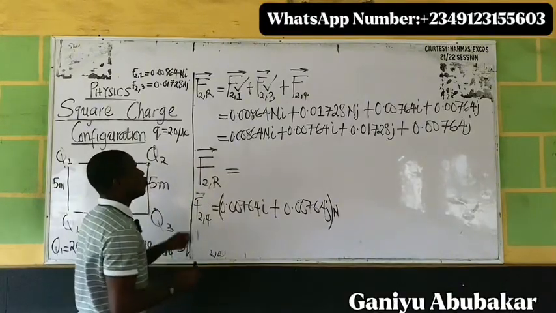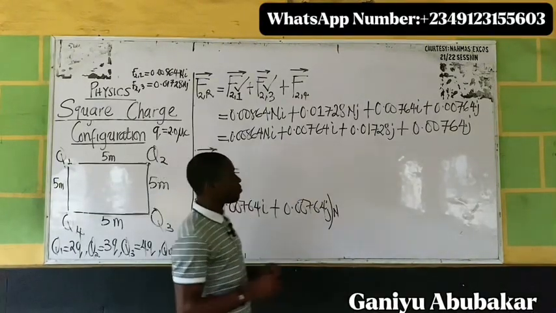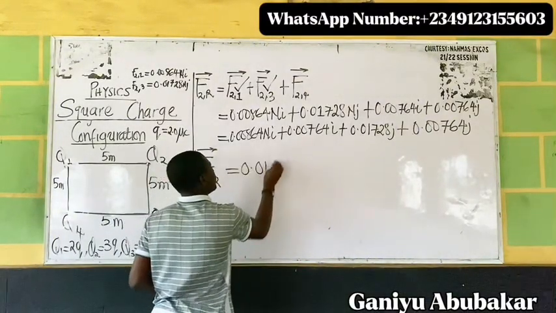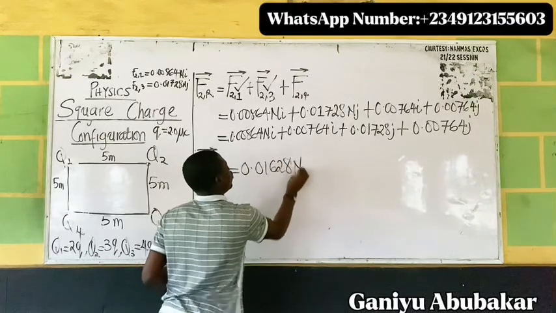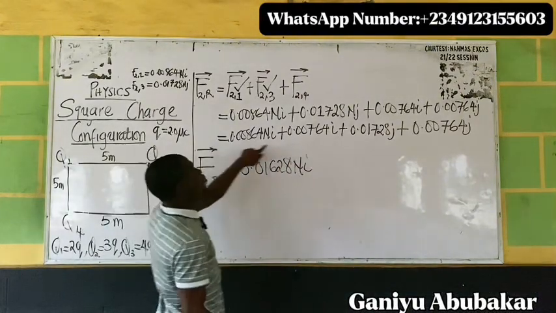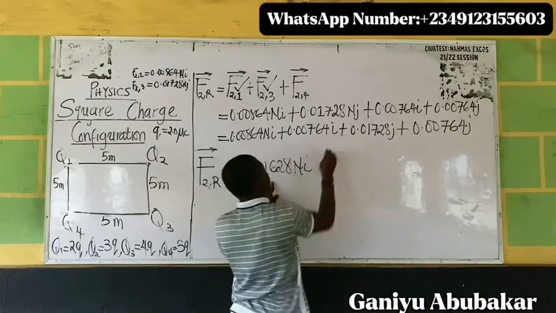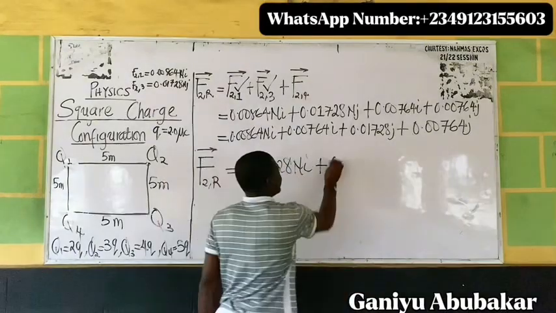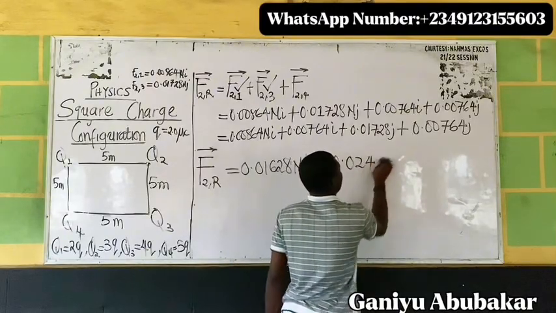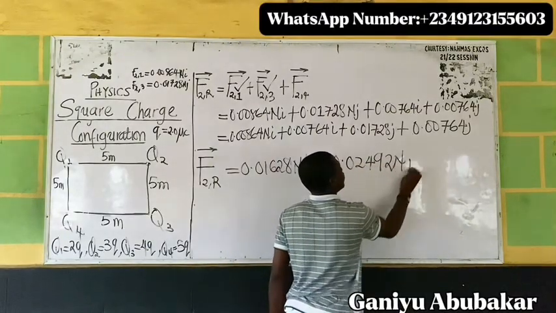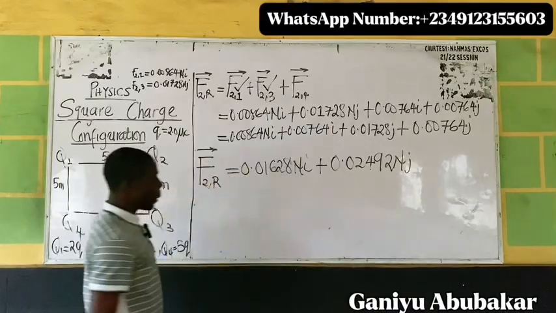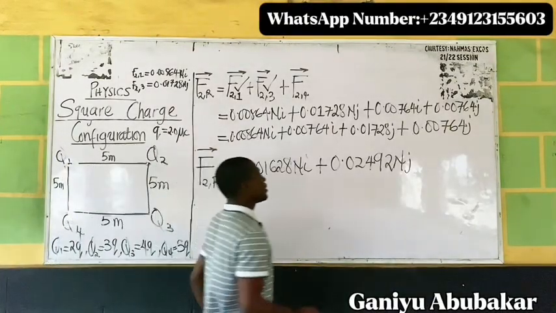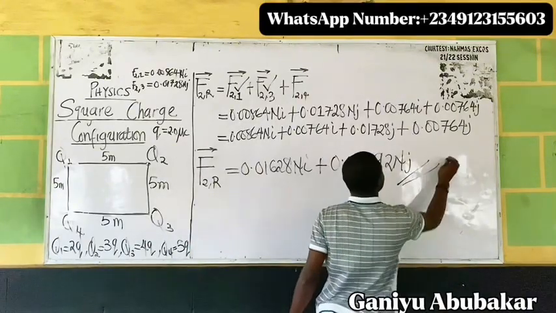Let's get the final answer for F2 resultant. This is now equal to this plus this: 0.01628 Newton I, plus, combining these together, about 0.02492 Newton J. That's your answer to this place. So I've gotten the answer.